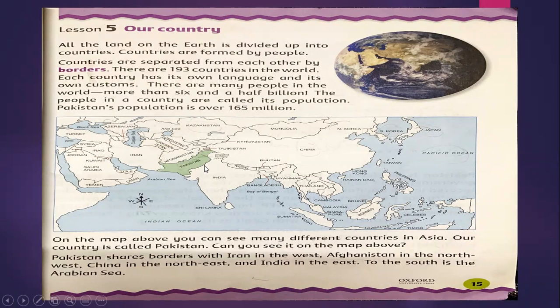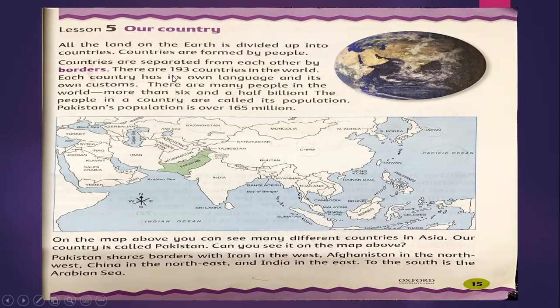So this green part is Pakistan. As you can see, this is Saudi Arabia. Kuwait is written here, but Kuwait is actually here. This area is Kuwait. Saudi Arabia's border is this line, all this from here to here. Okay. So countries are separated from each other by borders.